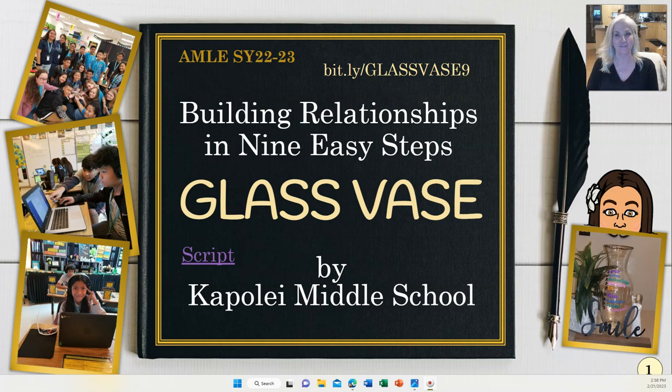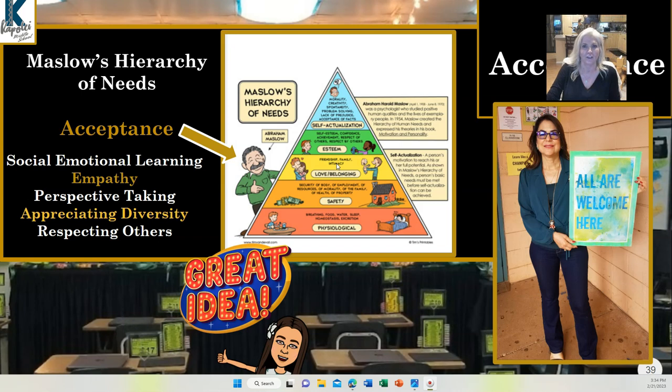Acceptance is very difficult, but essential at the middle school age. Therefore, we emphasize social acceptance. We do this in our advisories and in our classes, where we teach social emotional learning skills such as empathy for one another, perspective taking, appreciating diversity, and respecting others. These are specific skills that we teach our students, either in advisory or during our classes.